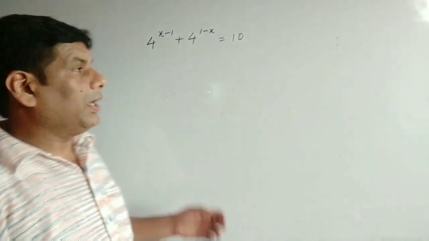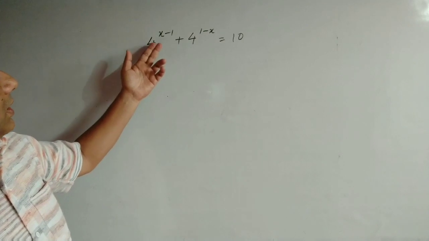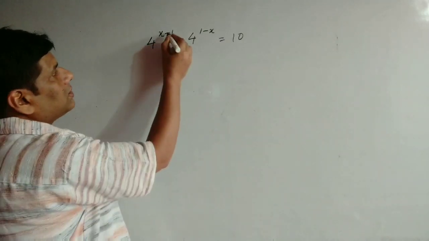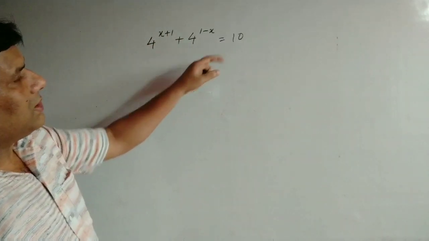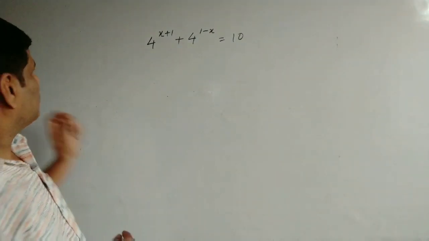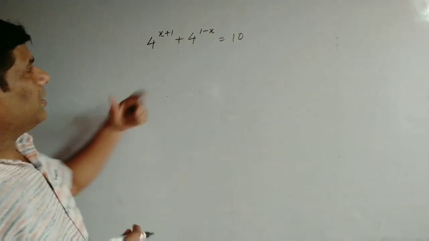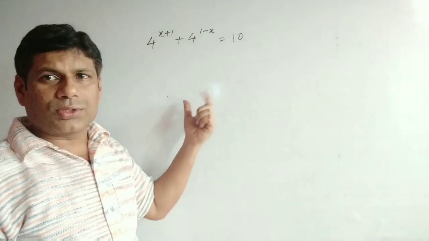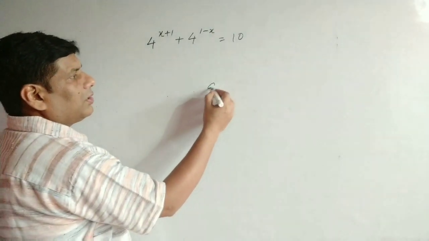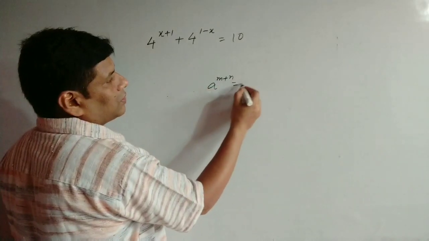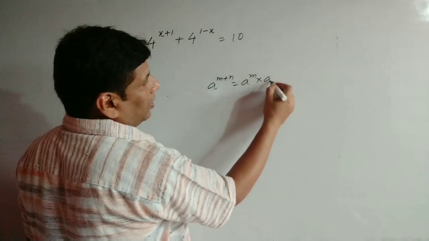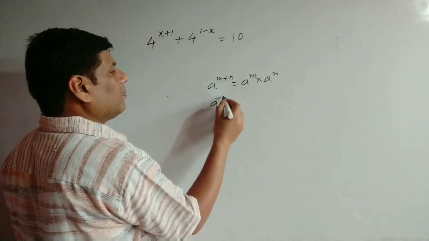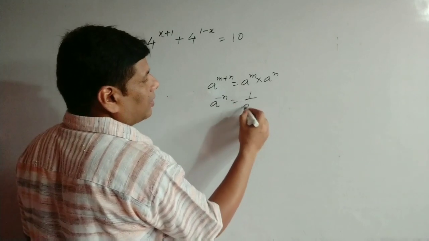We have the next question, 4 to the power (x plus 1) plus 4 to the power (1 minus x) equals 10. This question is a little bit based on the rules of exponents, like a to the power (m plus n) equals a to the power m into a to the power n, and a to the power minus n equals 1 by a to the power n.